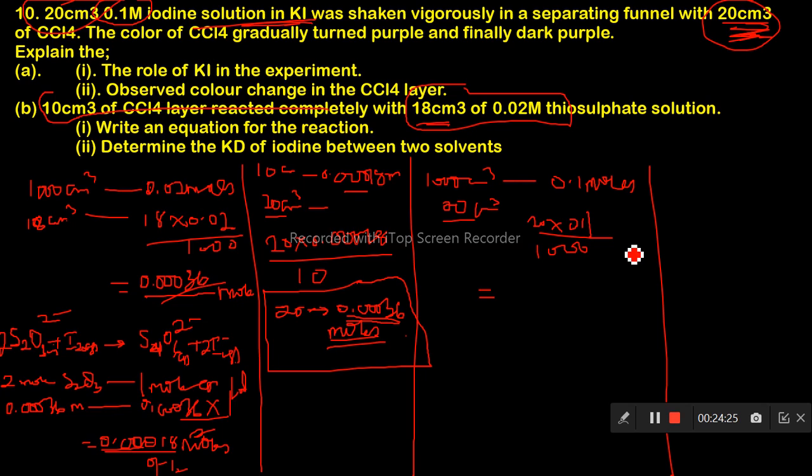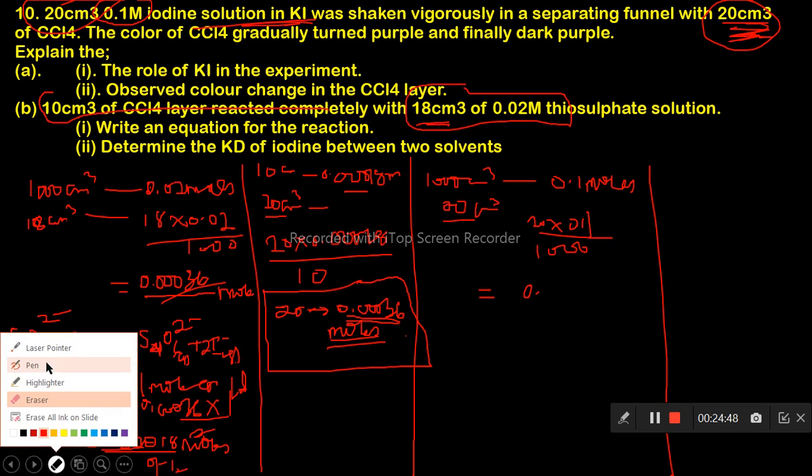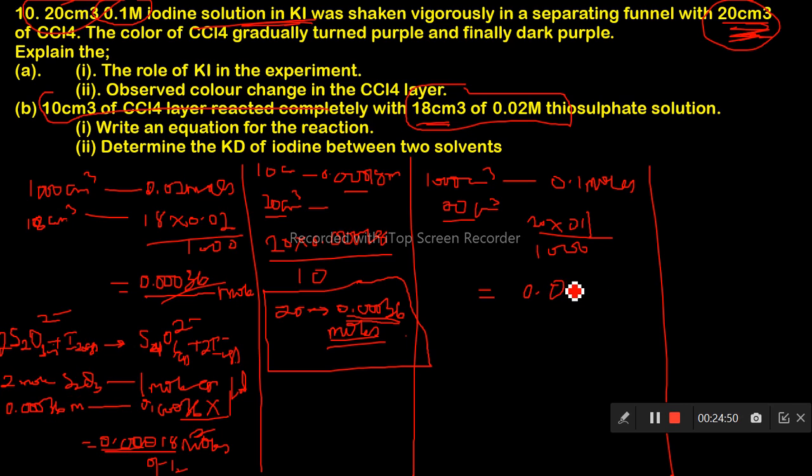Let's hurry up. This is going to be 2, so it is 0.002. No, it is 0.02 more. So it is 0.002 moles. So now these are the moles of iodine in potassium iodide before shaking it with the organic layer.